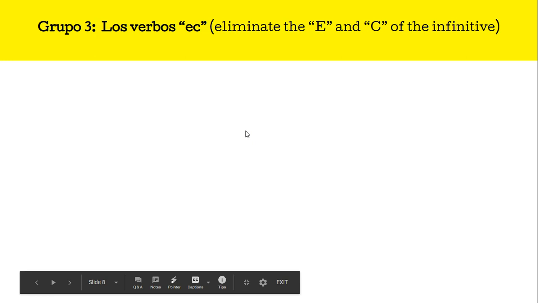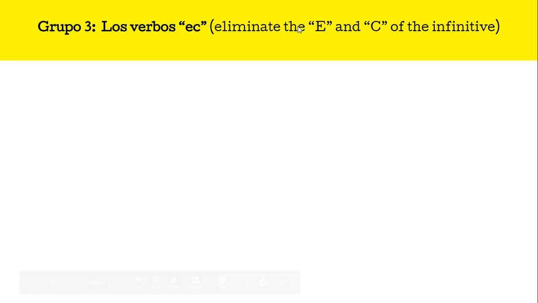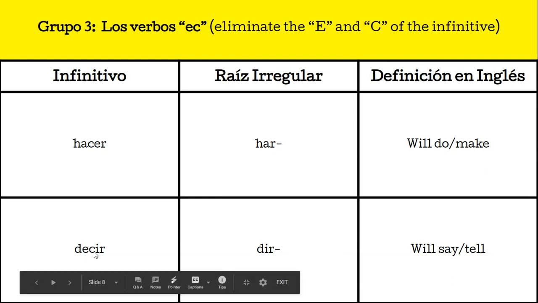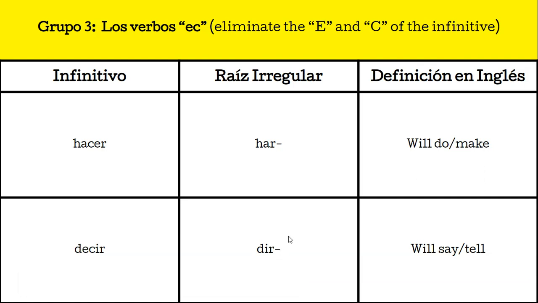The last major set are verbs ending in -ecir and -acer. So we're going to eliminate the E and the C in these, and then that's good to go. There are really only two to know. The C and the E here get dropped, and we just have har. Haré mi tarea, I will do my homework. Or haremos la tarea, we will do the homework. And the E and the C here go away. And again, this was CE and this is EC. It doesn't matter. We're getting rid of both those letters. That leaves us with dir. Diré la verdad, I will tell the truth. Diremos un cuento, we will say a story. Make sure you get these two copied down.